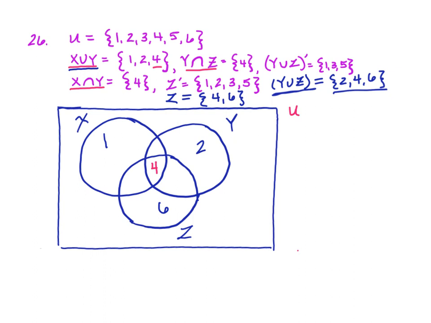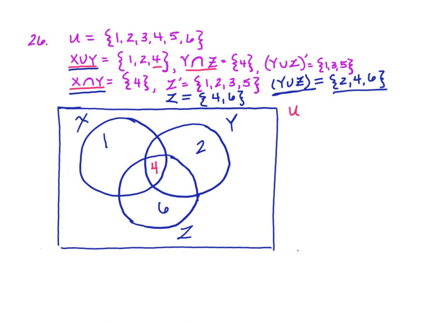2 is not in X. How do I know 2 is not in X? Because we know it's in Y. If it were also in X, it would have been included in the intersection of X and Y, and it's not there. So I've got 1, 2, 4, and 6 figured out.